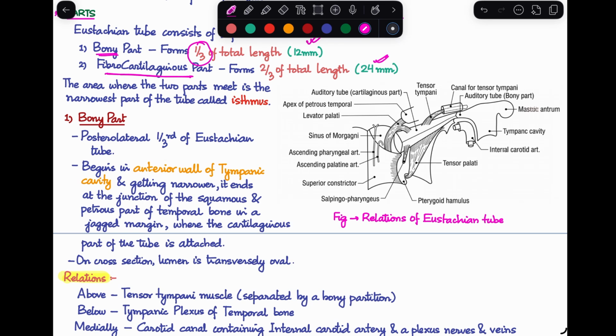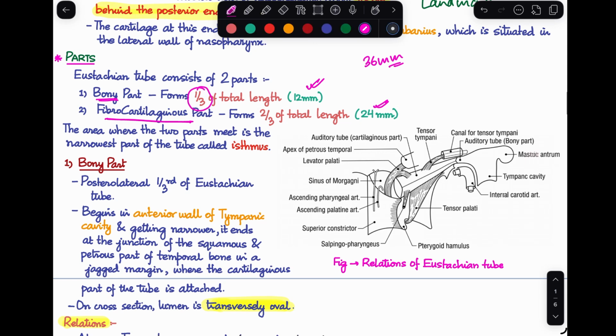First, coming to the bony part. The bony part is the posterolateral 1/3 of the eustachian tube. It begins in the anterior wall of the tympanic cavity, and as it proceeds, it gets narrower and ends at the junction of the squamous and petrous parts of the temporal bone in a jagged margin, where the cartilaginous part of the tube is attached. And if you look at the cross section of this bony part, the lumen will be transversely oval.